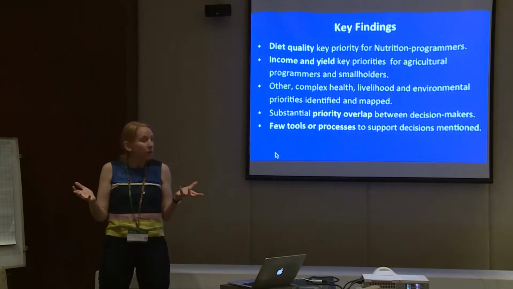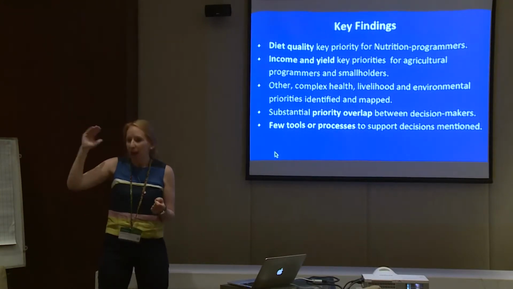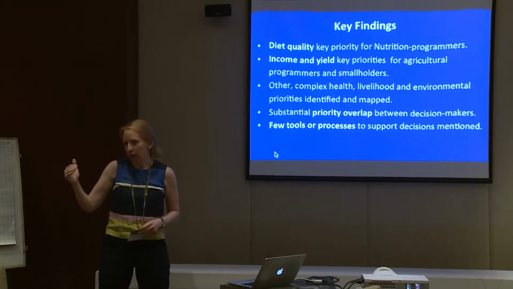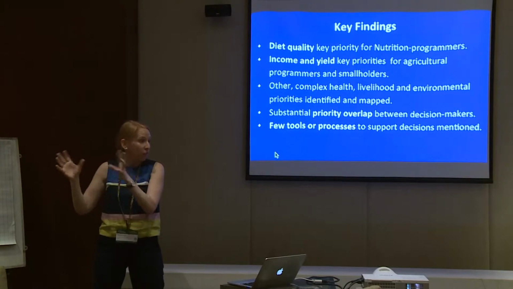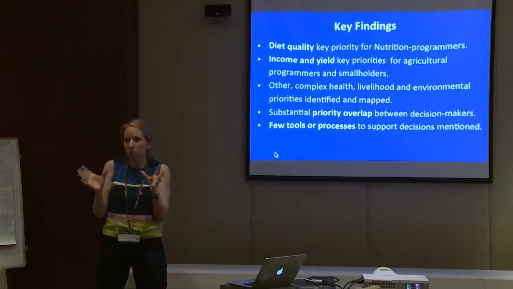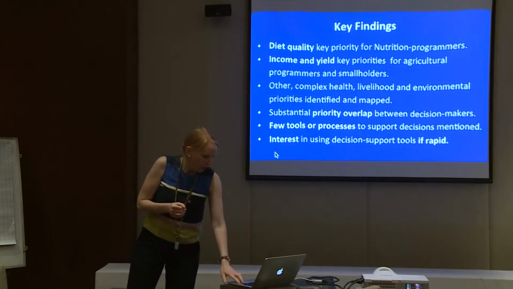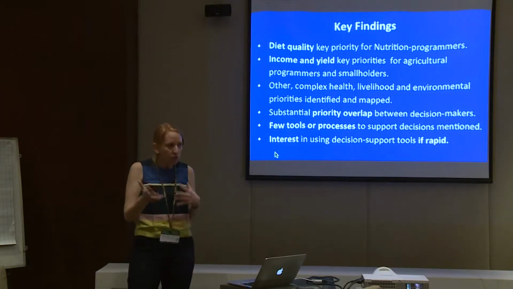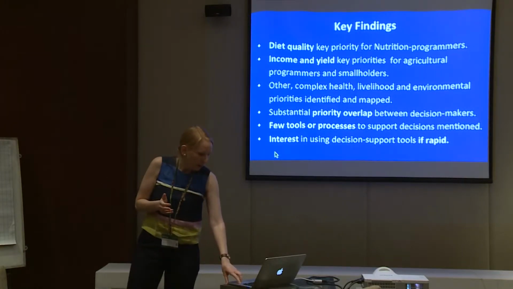And then also in some cases it was, well, the government or USAID prioritise the crops and we have to go with that. So there were many areas where possibly there's not a change that they really have to keep going with the government priority, and others where they said we would like to improve how we're doing this, but we don't have a lot of time and it can't be an analysis that takes 6 months or needs a lot of primary data collection. So there was definitely interest in using a support tool if it was something rapid.